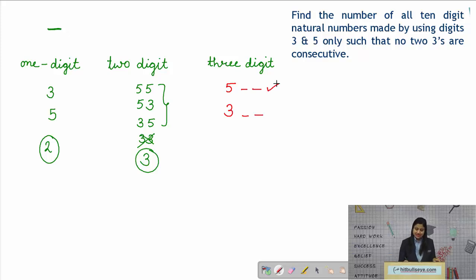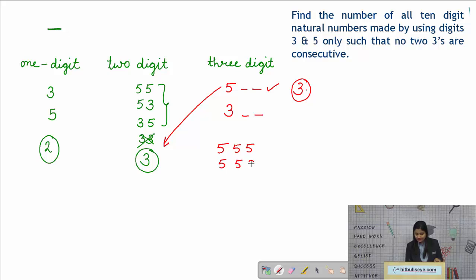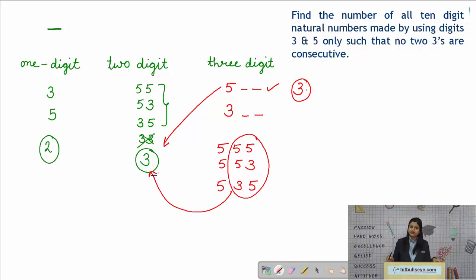If we take the first case in which the number is starting with 5, remaining two places are nothing but all the two-digit numbers which are satisfying the same condition. And we have calculated that there are 3 such numbers. Once again, if we are starting our number by 5, either my number will be 555, or it will be 553, or it will be 535. So these are nothing but the case which we have calculated previously.